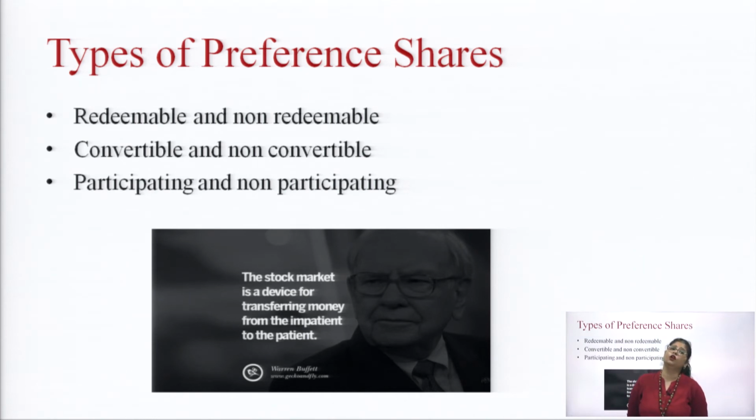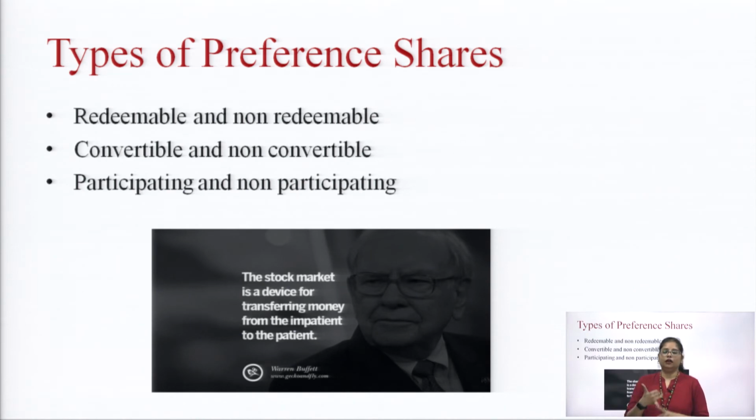Then we have the non-participating. So, obviously, whatever the rate of dividend has been declared for the preference shares, they would get just that particular rate of dividend. Apart from that, any additional profit, the portion of profit would not be shared with them. That is a non-participating preference shares.